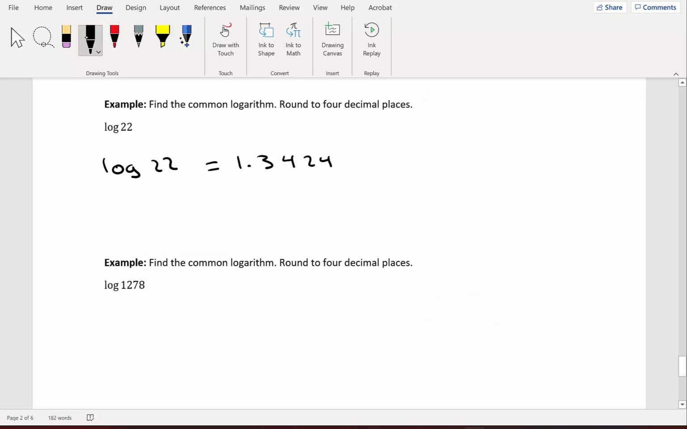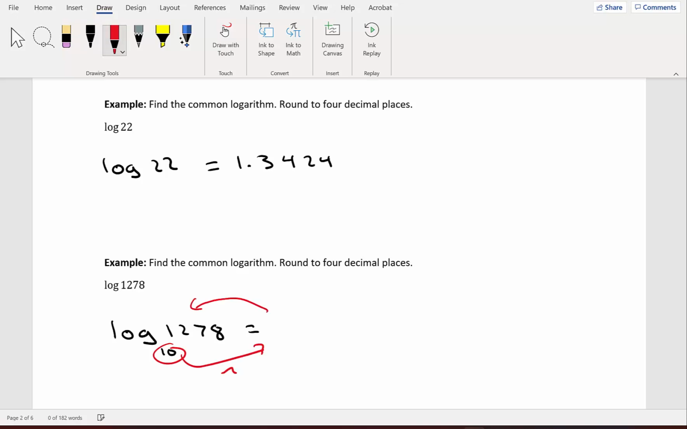Next one, log of 1,278. Keep in mind, since we're not given a base, our base here is 10. So we're trying to figure out 10 raised to what power is going to give us 1278. Well, this isn't going to be a whole number, because I know 10 raised to the 3rd power gives me 1,000, and 10 raised to the 4th power gives me 10,000. So I know it has to be a number between 3 and 4. But let's get an approximation, rounding to 4 decimal places. So we have log of 1278, and we get 3.1065.